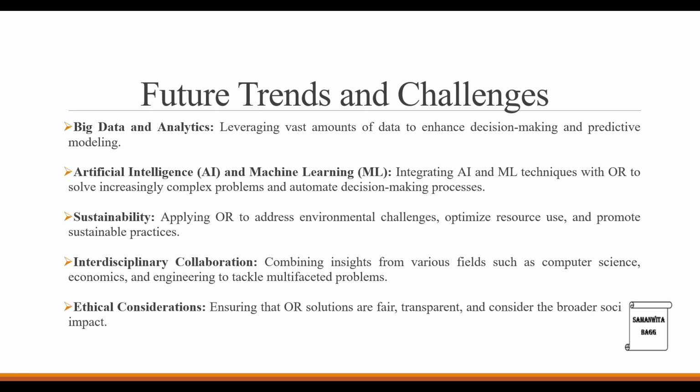Last, we'll talk about the future trends and challenges. Big data and analytics: leveraging vast amounts of data to enhance decision making and predictive modeling. So, this is where you can use OR. Artificial intelligence and machine learning: integrating AI and ML techniques with OR to solve increasingly complex problems and automate decision making processes. Sustainability: applying OR to address environmental challenges, optimize resource use, and promote sustainable practices.